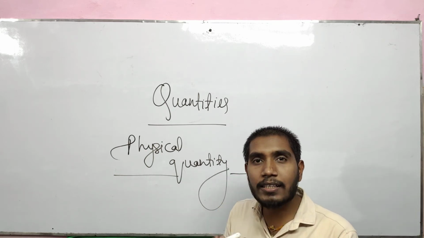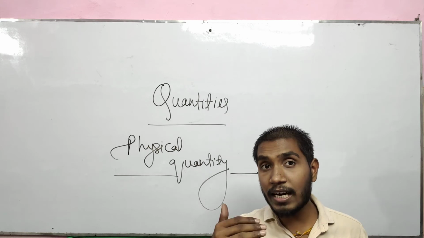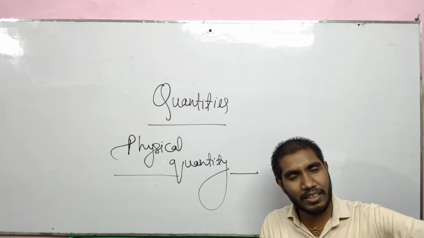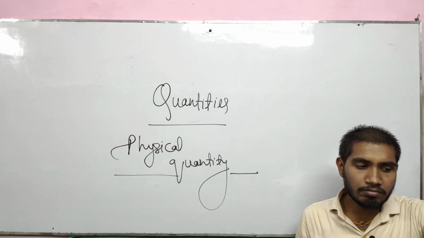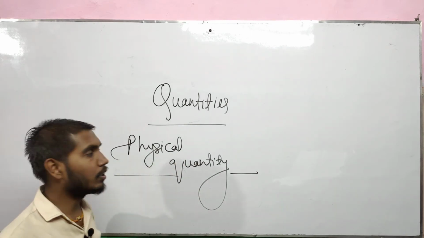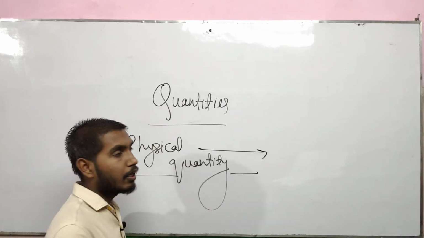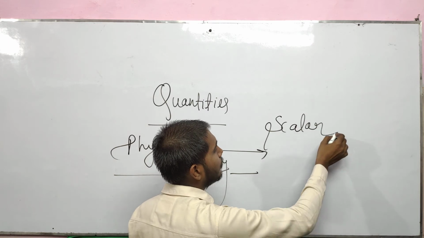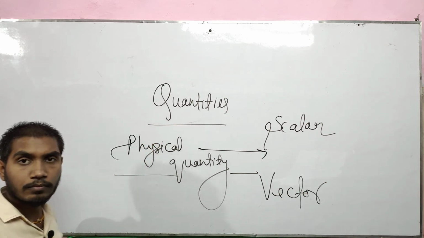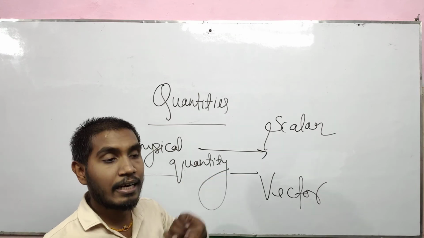In the words of Lord Kelvin, physics is the science of measurement. In the words of Sir Isaac Newton, God created everything with numbers, weight and measures. Now we know there are two types of physical quantities: scalar quantities and vector quantities. What are scalar quantities and what are vector quantities?